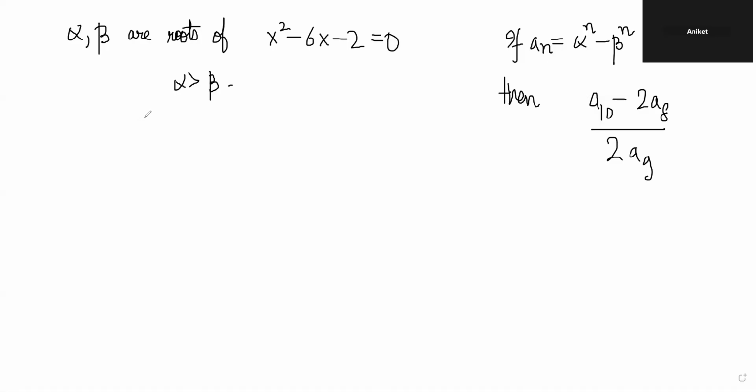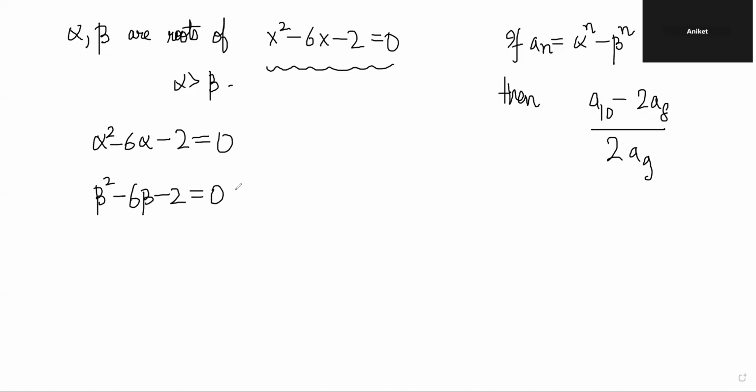Okay, so basically, this is the equation. The method of doing it is similar to what we did in Newton sums. So we will say alpha square minus 6 alpha minus 2 is 0, and beta square minus 6 beta minus 2 is 0. And then we will say alpha square is equal to 6 alpha plus 2, and beta square is equal to 6 beta plus 2.